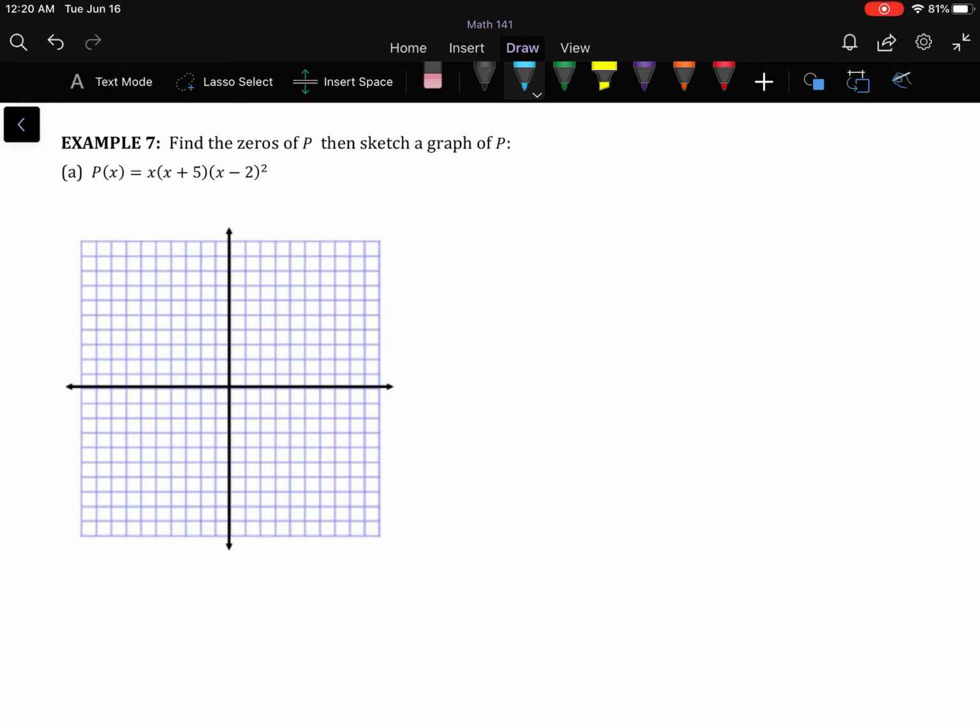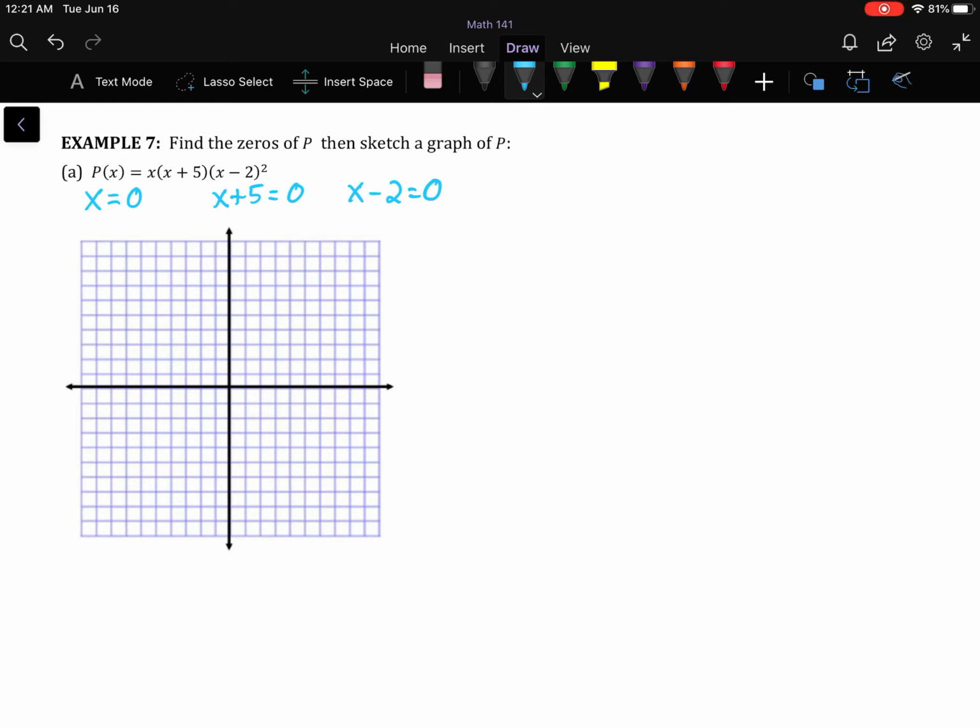We're going to be drawing a graph by using this equation, and to do that, we will first find our factors. For our first factor, we have x equals 0. Our next one is x plus 5 equals 0, and our last one is x minus 2 equals 0. From these factors, we can find our roots, otherwise known as our x-intercepts.